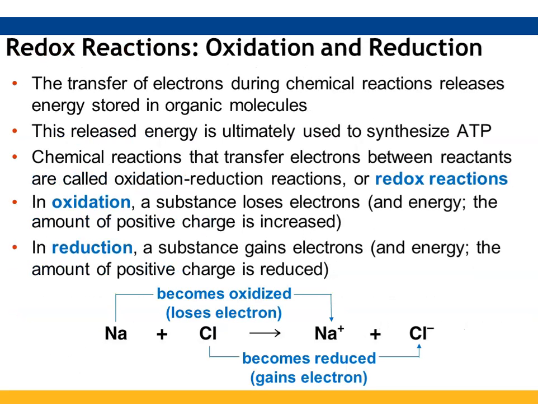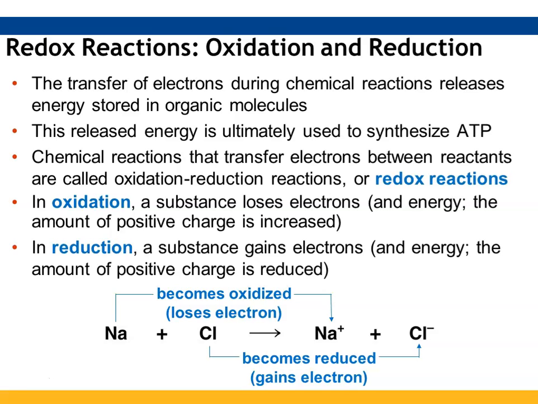The redox reactions, oxidation reduction. Electrons can be transferred in chemical reactions. Those electrons are stored in your organic molecules, and when they're transferred, they can release energy. That energy can then be used to make ATP. You must have something undergoing oxidation in your reaction as well as something undergoing reduction. That's why they're called redox. You can't have just one, you have to have both.